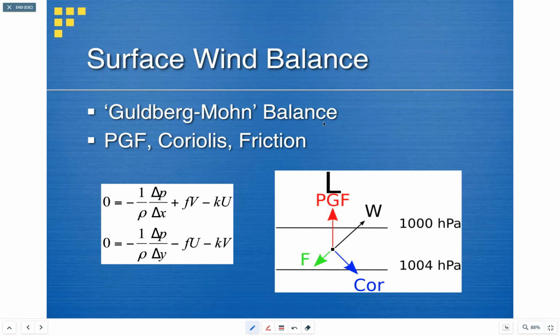Now, we give this one a particular name. We call it the Goldberg-Mohn force balance, or simply the surface wind balance. Either way of describing this wind balance would be okay.